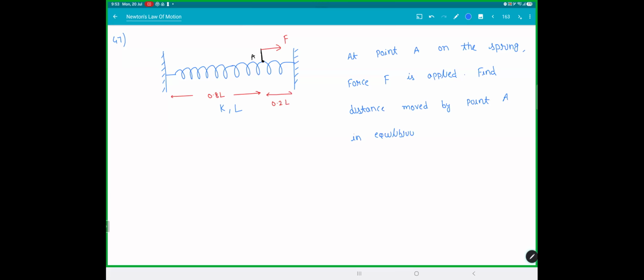If you just think about it, the right side of the spring, this part, is getting compressed and this part is getting elongated. So the whole spring doesn't have the same elongation and compression. So this is a little different. Give it a try.